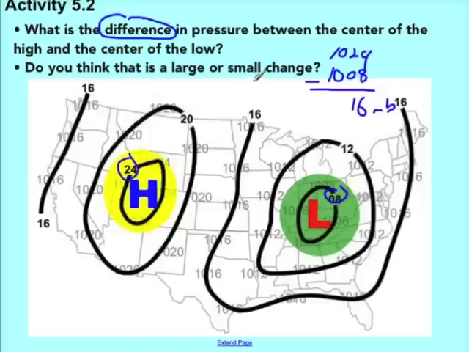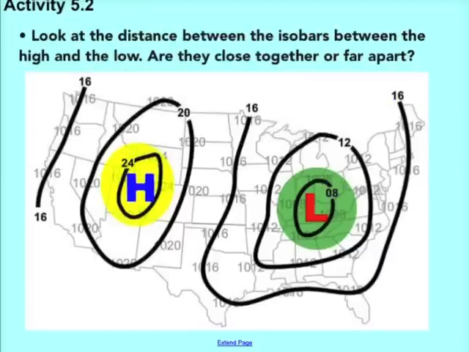Now, do you think that's a large or a small change? Well, you don't have a lot of experience with that. But if this is all we have for the entire country, just one high, one low, and there's thousands of miles in between, this is a pretty small change, which means you won't have much for winds. So when I look at the next slide, look at the distance between the isobars, between the high and the low. Are they close together or far apart? So you notice that these were far apart and you only had a 16 millibar change. That tells you if they're far apart that there's not going to be a very strong wind.